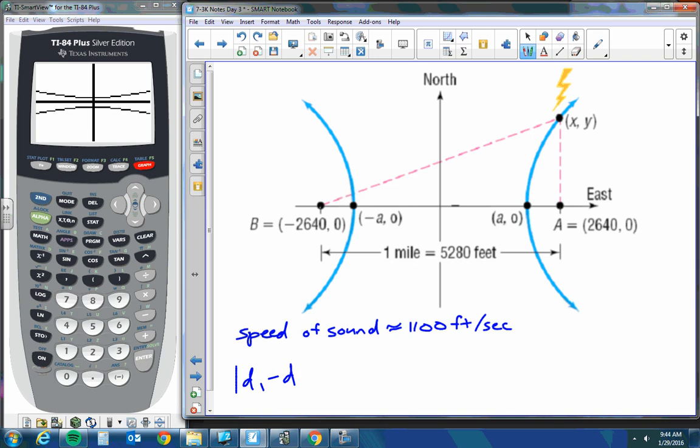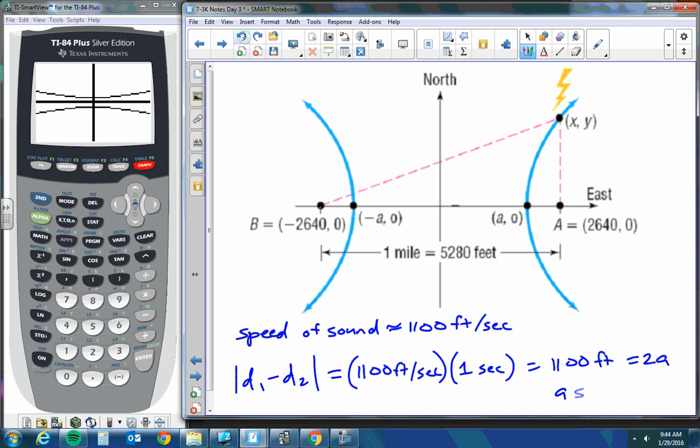Therefore, the difference between the distances is 1,100 feet per second times 1 second. I'm pretty sure it works out to 1,100 feet. But once again, on a hyperbola, that difference between the distances always equals 2a, which means we know a is half that: 550. C was the 2640, right?